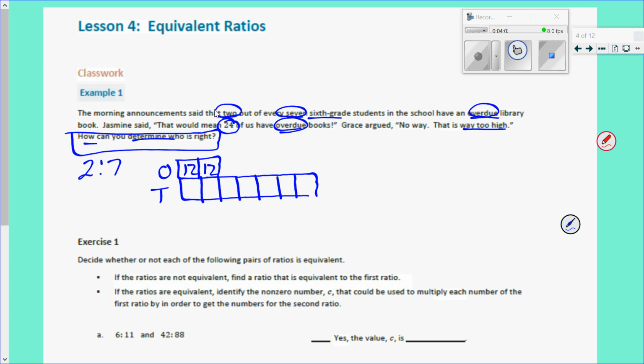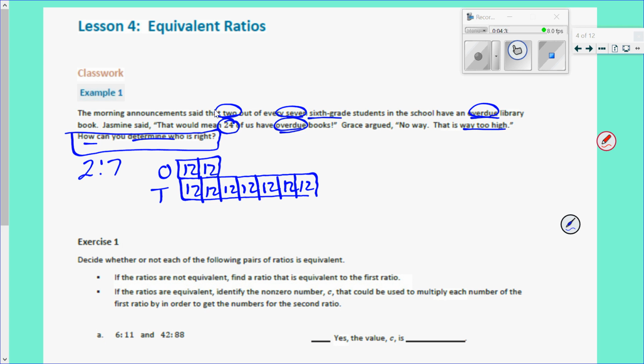So what's awesome about the ratio constant is every box gets it, right? So now I know what about the total. You can multiply 7 by 12 to get the total. Awesome. So now let's get to the question. Would that answer our question? How can I determine who is right? Is Grace right or is Jasmine right?